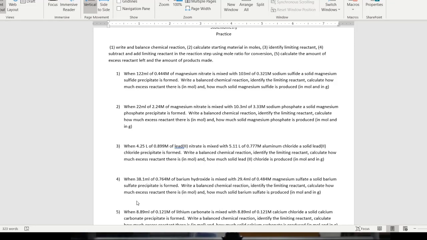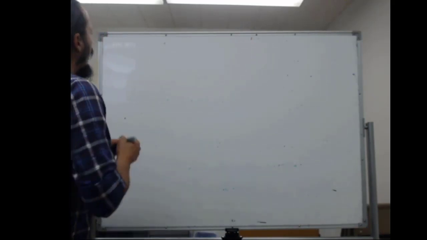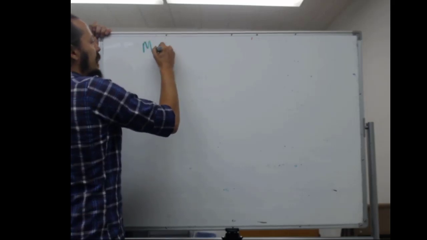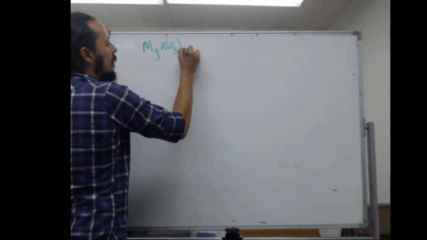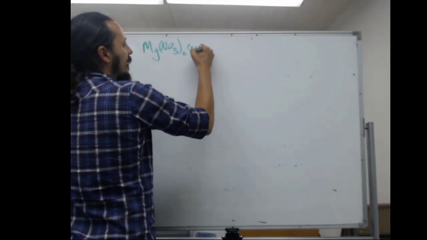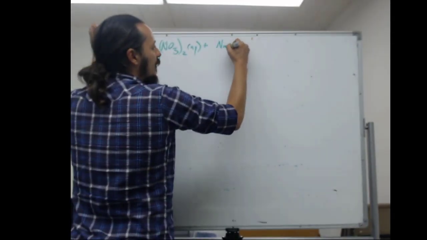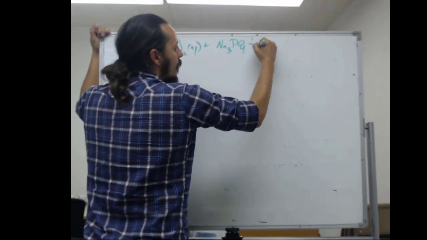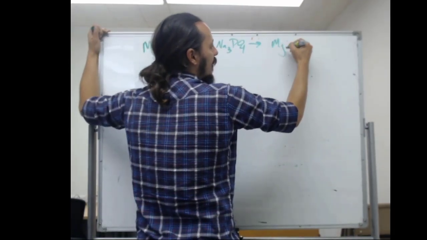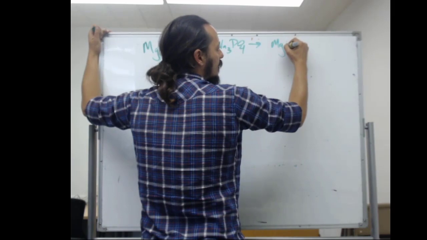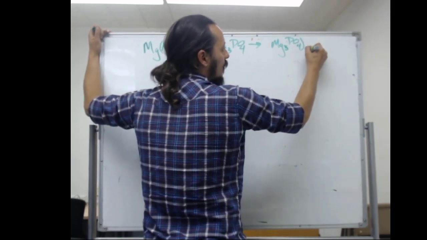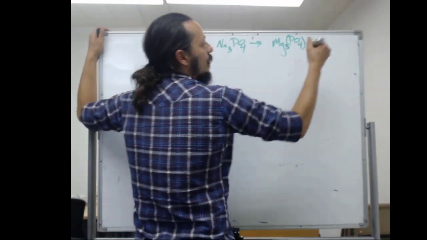I'll leave that up while I make the chemical reaction. Okay, so again, we've got magnesium nitrate, same thing. This time we're adding sodium phosphate to it. We're going to end up making magnesium phosphate and sodium nitrate.